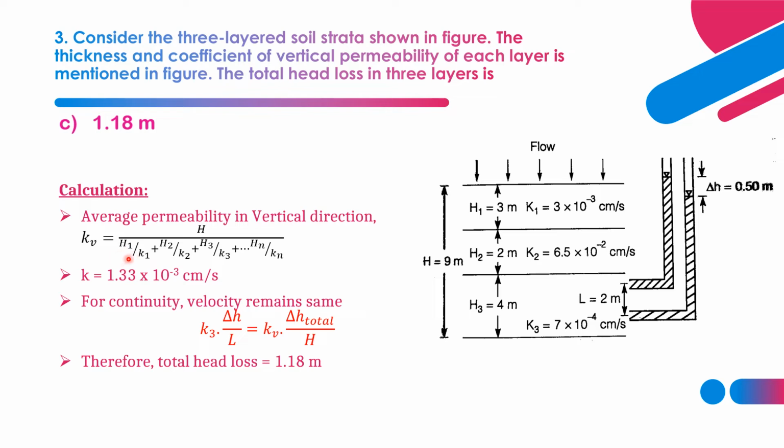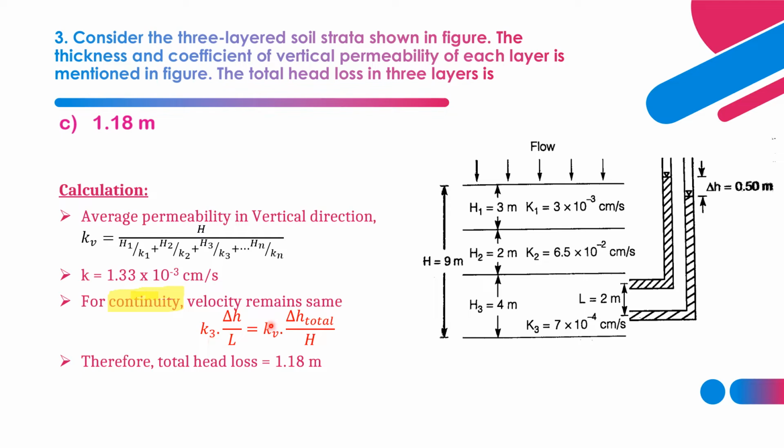And we know h1, k1, h2, k2, like that. Just substitute all the given values here, so that we can get the answer for Kv, that is the average permeability in vertical direction, as 1.33 into 10 power minus 3 centimeter per second. So we calculated the average permeability in vertical direction because the flow is in vertical direction, and we have to use the continuity concept here so that we can find the total head loss. For continuity, velocity should remain the same.